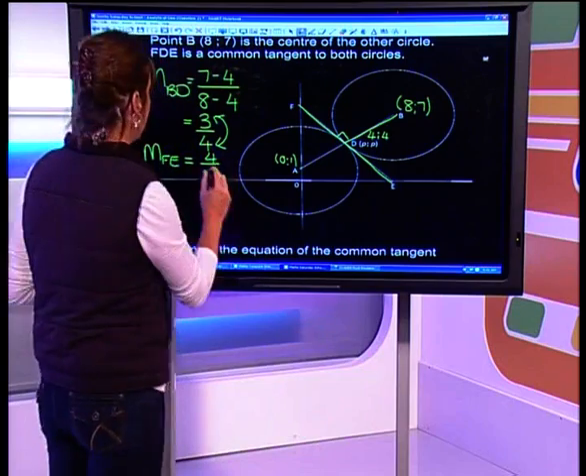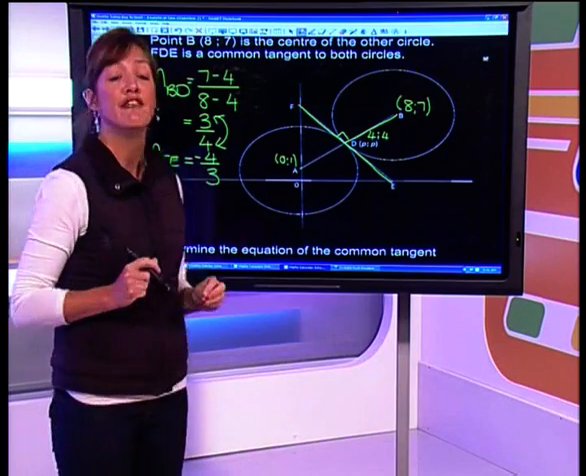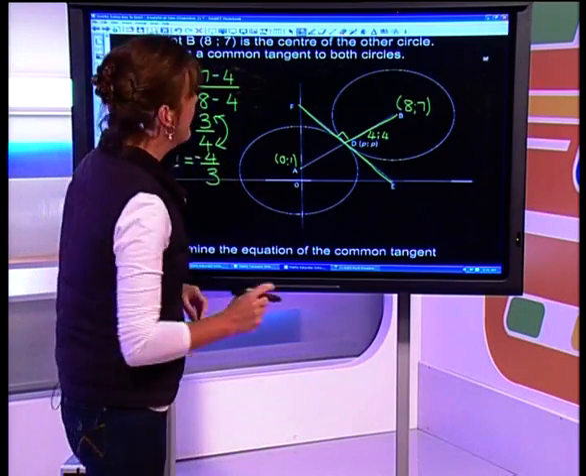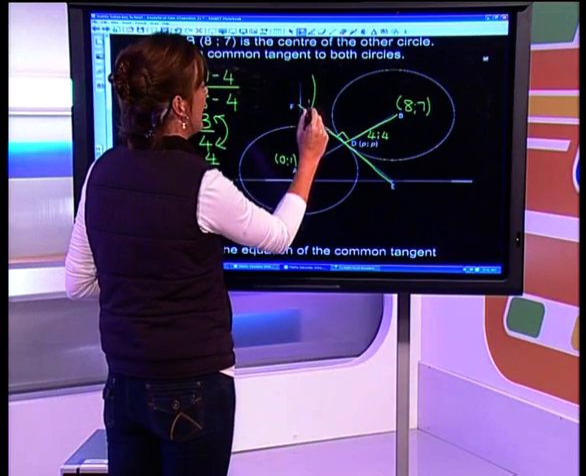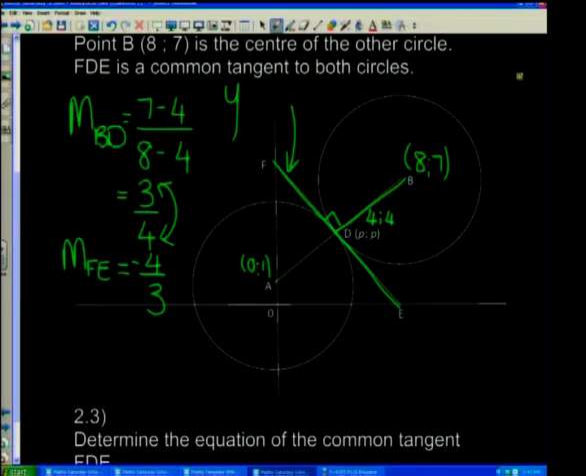So don't forget that. So that's going to change to negative 4 over 3. Okay? So what we know is this over here is a straight line. So therefore, we've got the equation y equals mx plus c as the equation we need to work with. And straight away, we know what the gradient is, the m. The gradient is going to be negative 4 over 3.